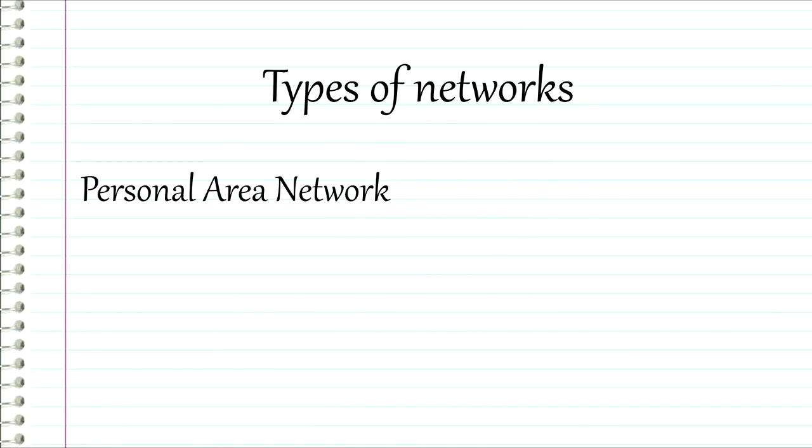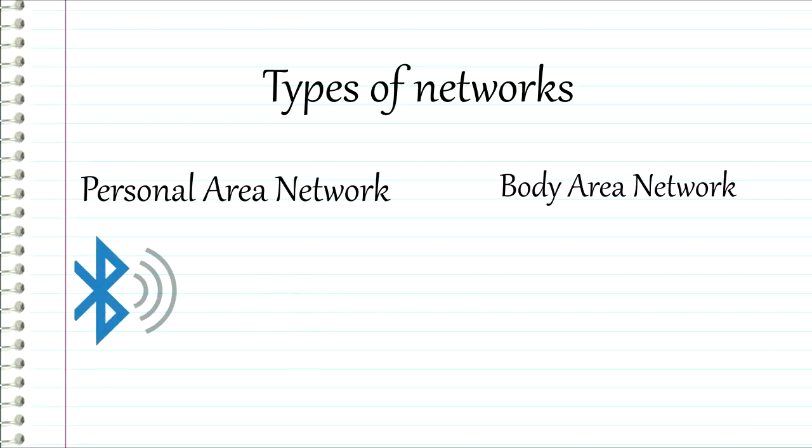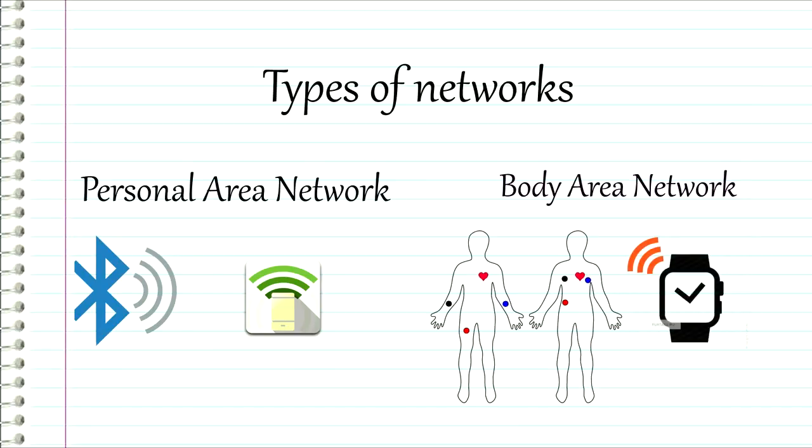There are also the Personal Area Network, PAN, that covers a few meters maximum, and the Body Area Network that covers even less. Personal Area Network is used with Bluetooth and hotspots. Body Area Network is used by body sensors and smartwatches.